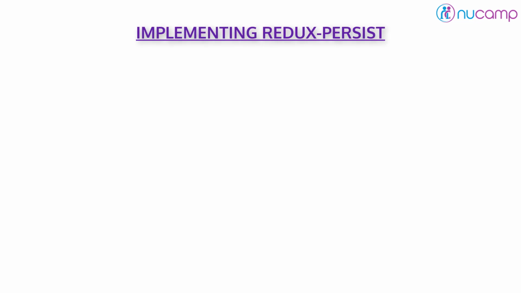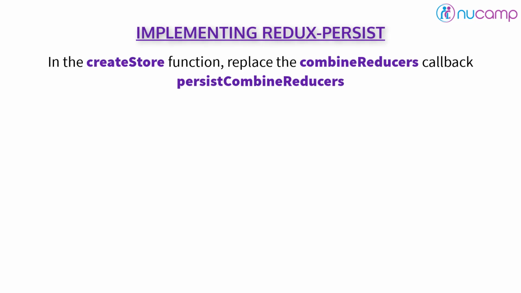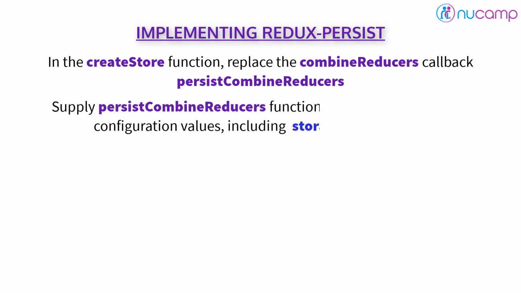In the create store function, we'll need to replace the combine reducers callback with a new callback provided by Redux Persist called persist combine reducers. And we'll need to supply the persist combine reducers function with an additional parameter, a config object that provides configuration values for storage to the device, including the storage type and a key as required values and some optional values.